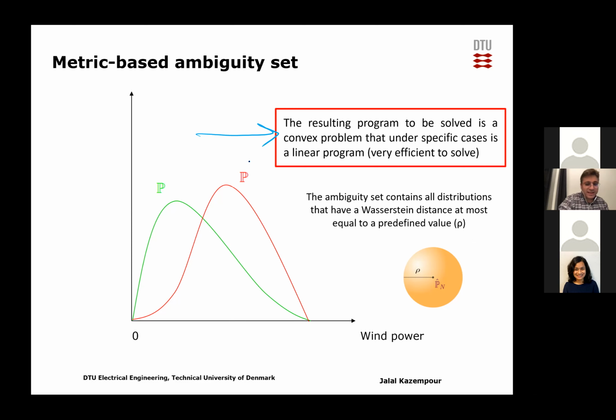So I will not explain how to reformulate your problem to end up with a convex problem. It is itself a very long paper. I put it in the references, you will see. But the resulting model, that's the beauty. It looks like a very complex model, but at the end of the day, under some specific cases, the problem is a linear program, which is very efficient to solve.